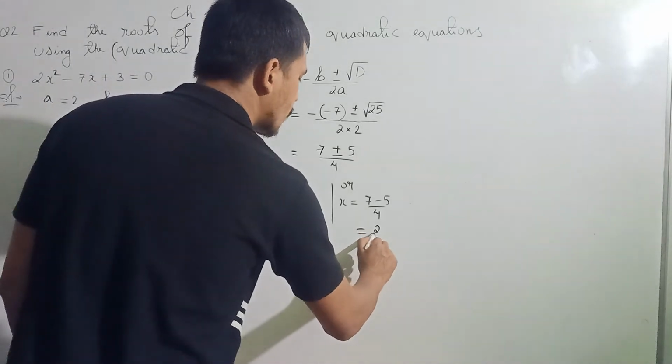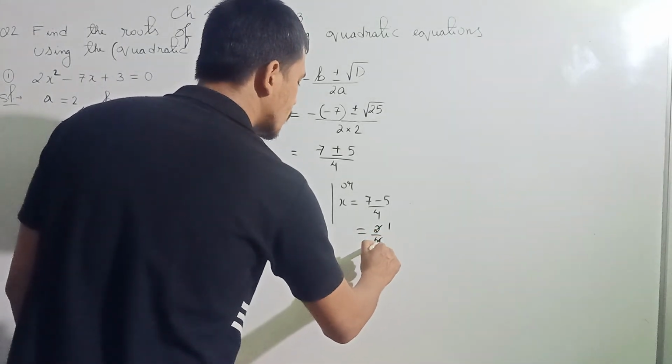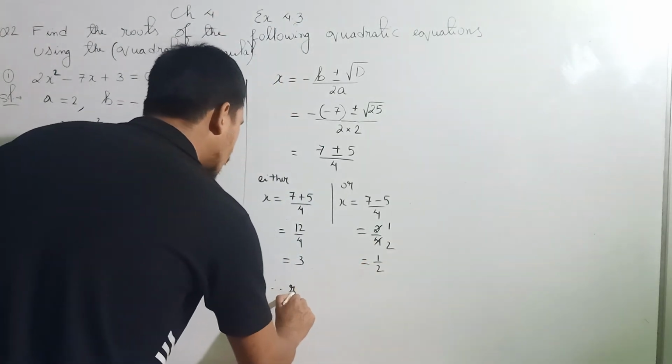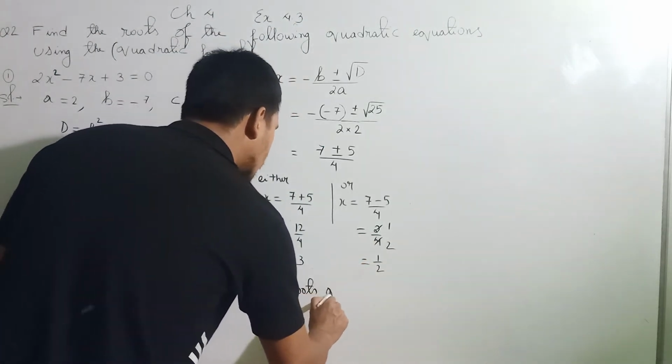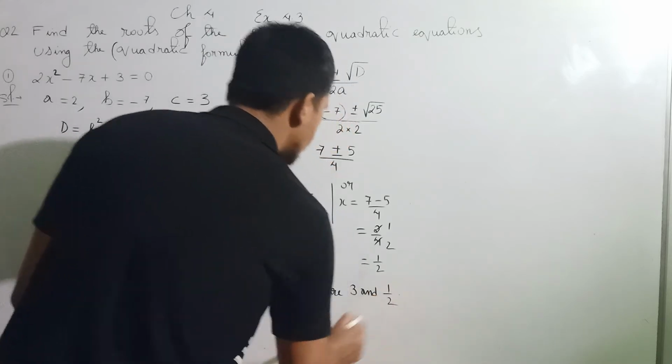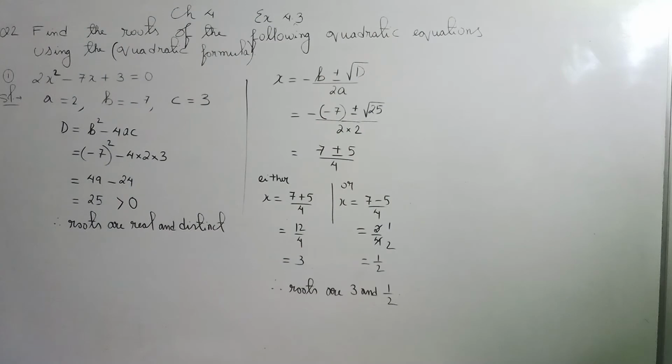7 minus 5 is 2, upon 4. 2 1 times is 2, 2 2 times is 4, so 1 by 2. Therefore, the roots of your quadratic equation are 3 and 1 by 2. So these are the roots of your quadratic equation.